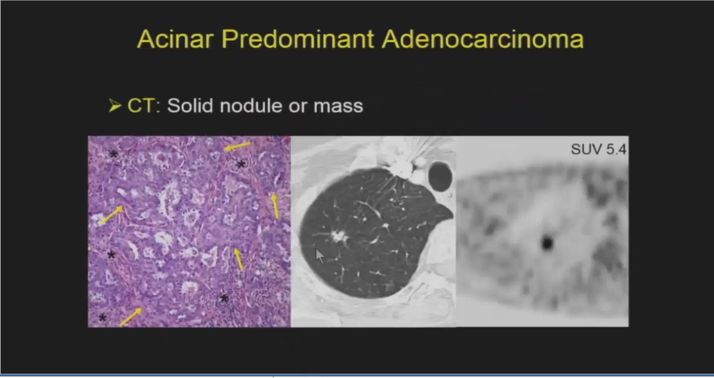And finally, the other types tend to be solid. This is just an example of Acinar predominant adenocarcinoma, where you can see these oval areas of malignant glands invading the fibrotic stroma, and in this case, FDG avid.